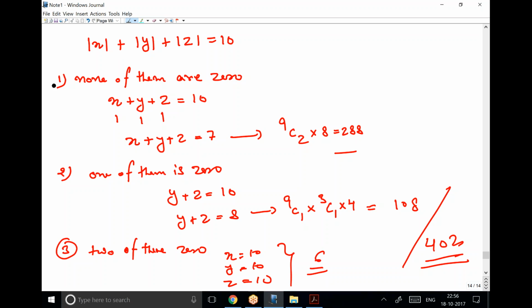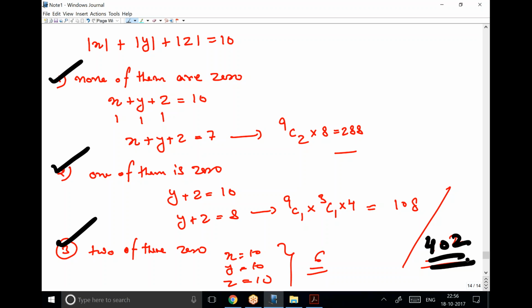The first case is when none of them are 0. The second case is when exactly one of them is 0. And the last scenario is when exactly two of them are 0. So the number of solutions of this equation is 402. So I hope you understood how you will be approaching these kinds of questions.